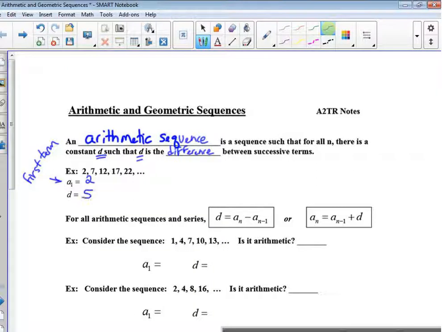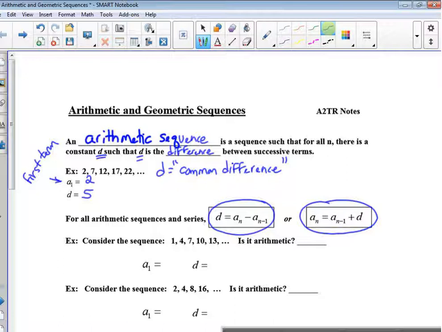So the common difference, d, is 5. And d is known as the common difference. Okay? So it's known as the common difference. So you can find d by taking any term and subtracting the one before it.